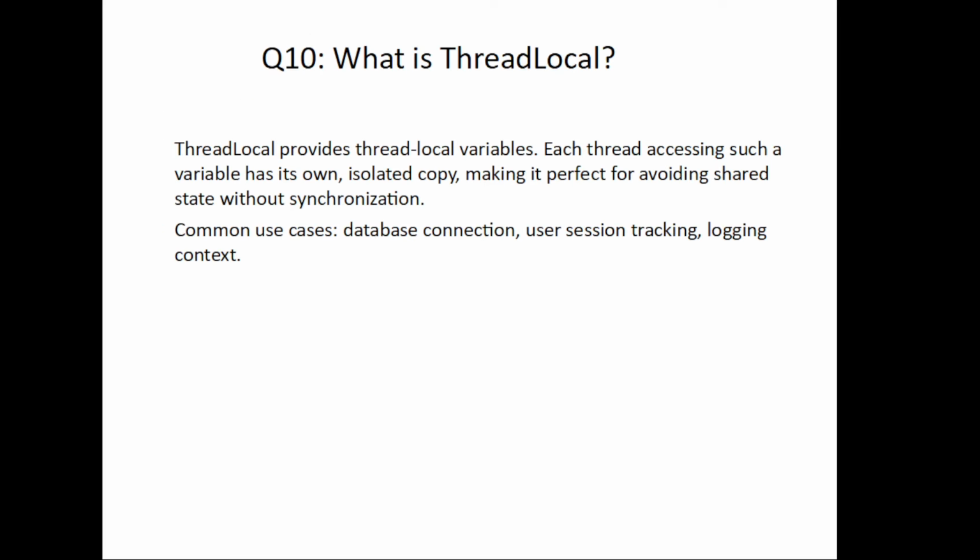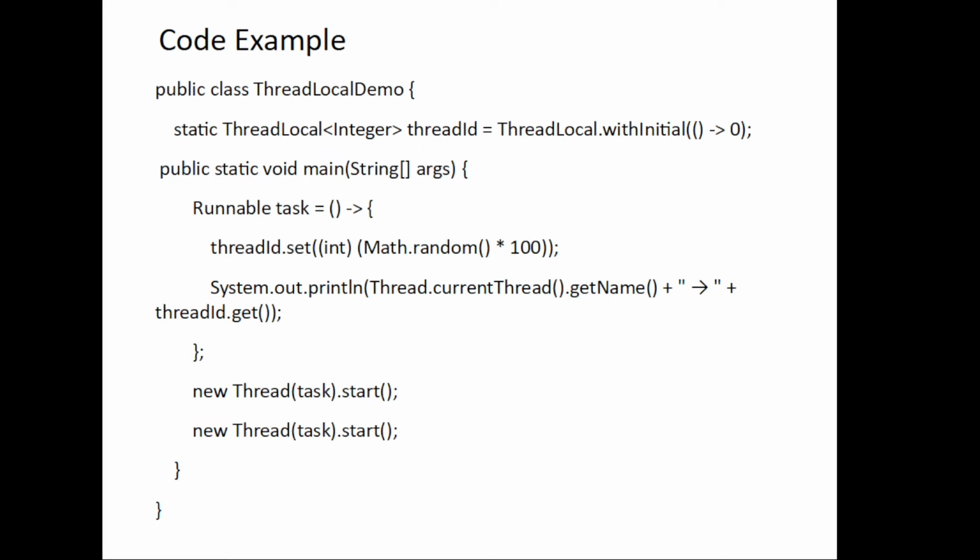Last question is, what is ThreadLocal in Java? In multi-threaded applications, we often face a challenge: how to give each thread its own copy of a variable so they don't interfere with each other. That's exactly what ThreadLocal solves. It allows you to create thread-specific variables so each thread gets its own isolated value even though they are using the same variable. Here's a simple example.